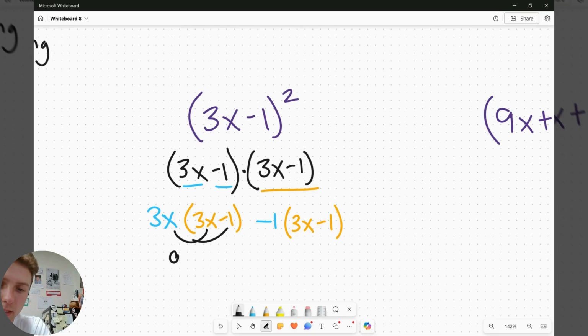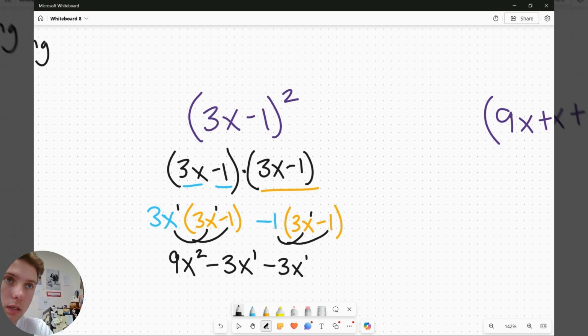3 times 3 is 9. X times x, add the exponents, is x squared. 3x times negative 1 is negative 3, but again, do not forget the variable. Second set of parentheses, distribute the negative 1. That gives me negative 3x. Again, there is technically an exponent of 1 if you want to show it. Negative 1 times negative 1 is positive 1. But we're not done yet.